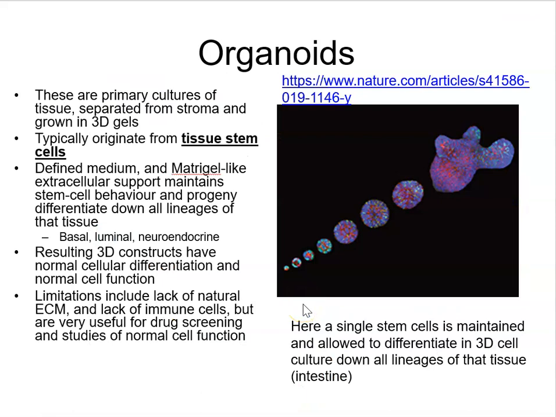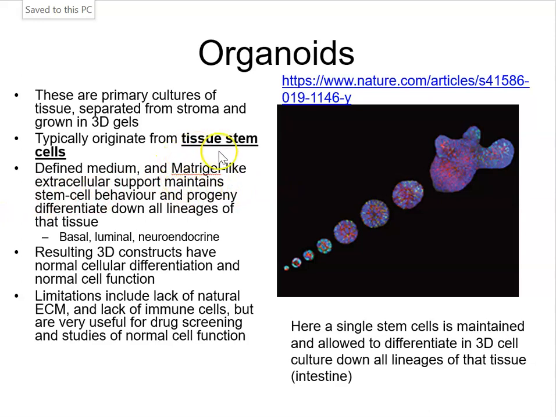Now, everything I've been talking about so far has been really relevant to the study of cancer in cell culture. There are some models of 3D cell culture which are very much designed for studying normal cells and in particular stem cells. And one of those is organoids. So organoids are where you take tissue and isolate tissue stem cells. We learned about stem cells in recent weeks. And then you isolate these stem cells and grow them in a gel.